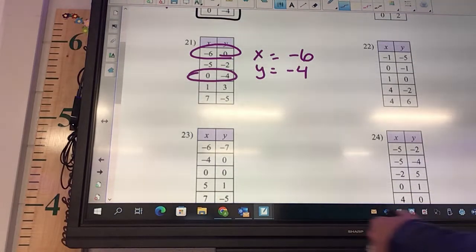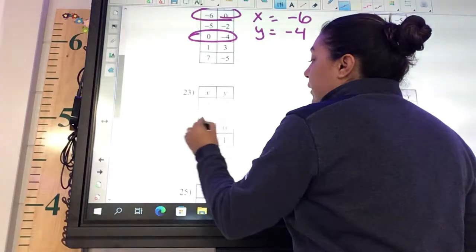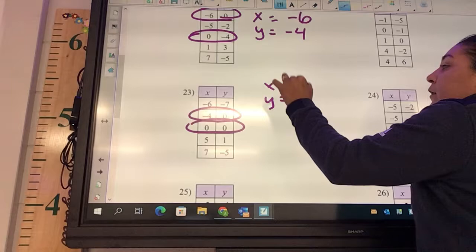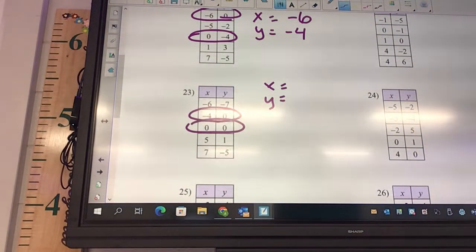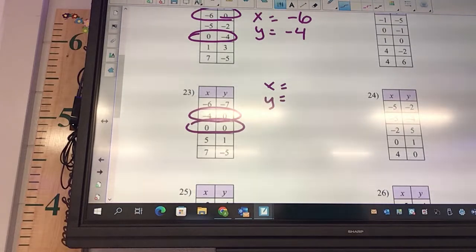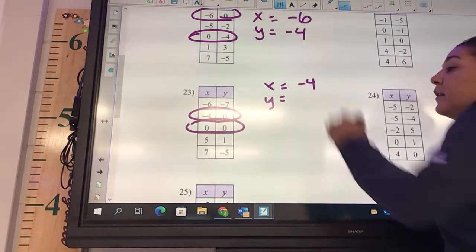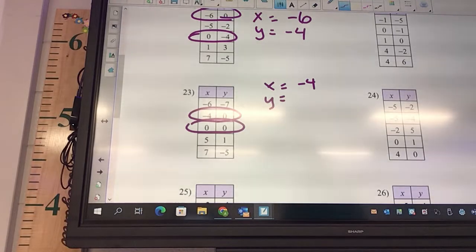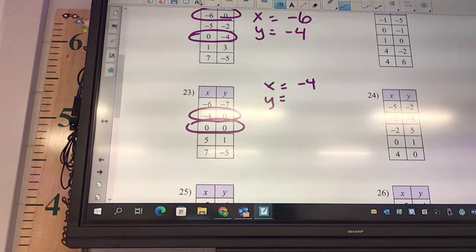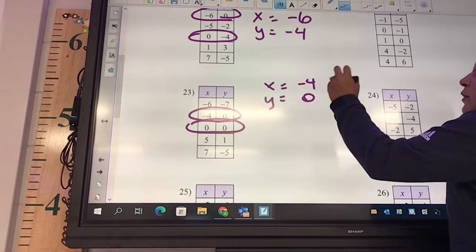Okay, so 23. We got 0, 0 and negative 4, 0. Negative 4, 0, is that an x or a y-intercept? Yes, it's an x-intercept. 0, 0. Where do we plot 0, 0? In the middle. So it's actually an x and a y-intercept. So you're going to have a 0 here and a 0 here.